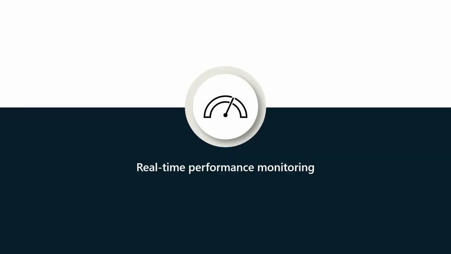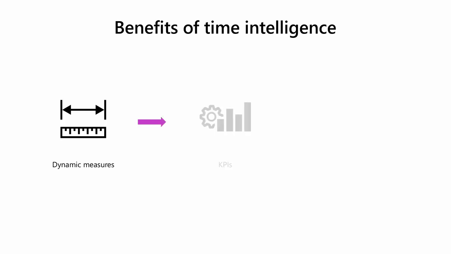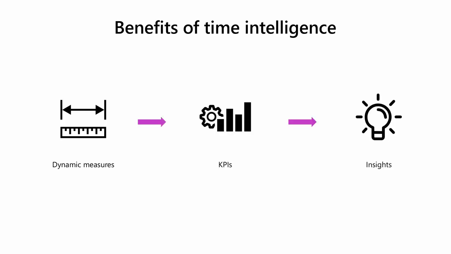Time intelligence also enables real-time performance monitoring. This is possible by creating dynamic measures like year-to-date or YTD and month-to-date or MTD. AdventureWorks can use these measures to monitor real-time performance against key performance indicators. The company can then use these insights to respond quickly to changing conditions.